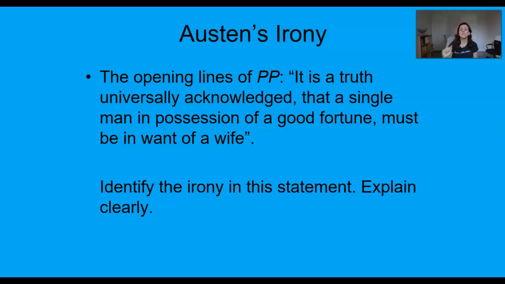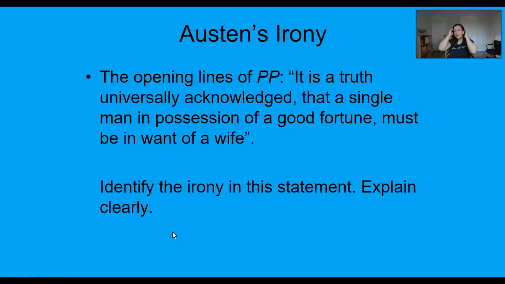So the opening lines of Pride and Prejudice, this is the very first sentence of Pride and Prejudice. It reads, "It is a truth universally acknowledged that a single man in possession of a good fortune must be in want of a wife." That is the opening line of Pride and Prejudice. So my question is, what is the irony behind this statement?